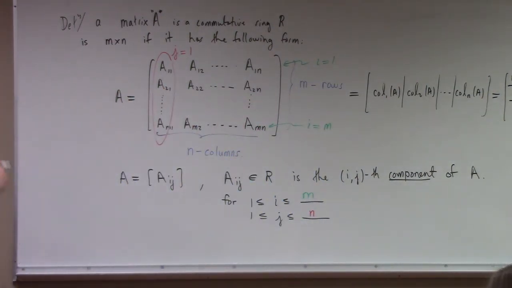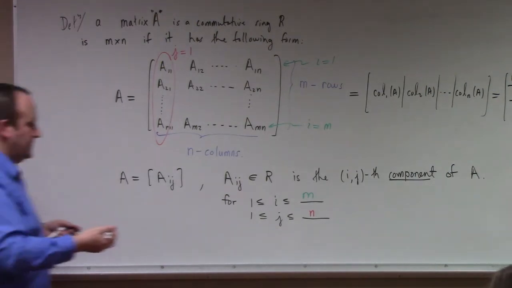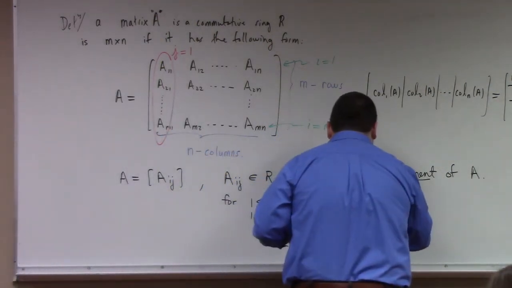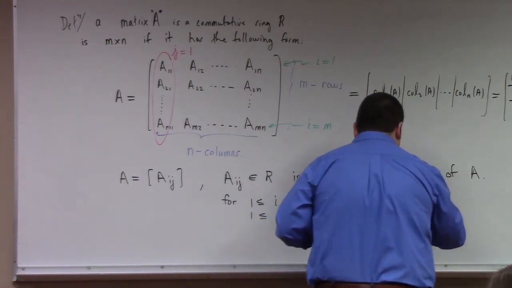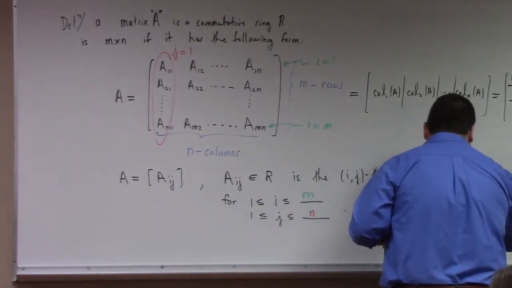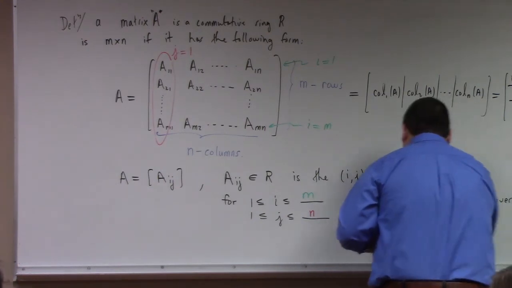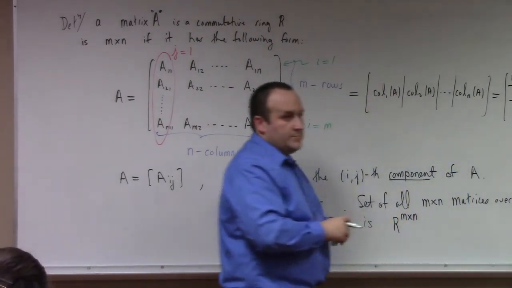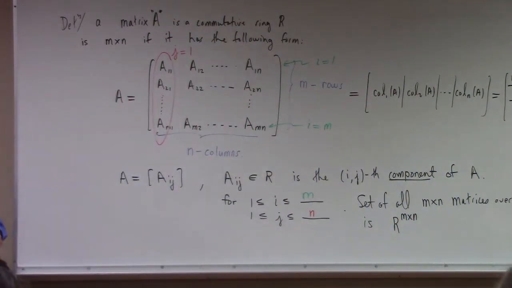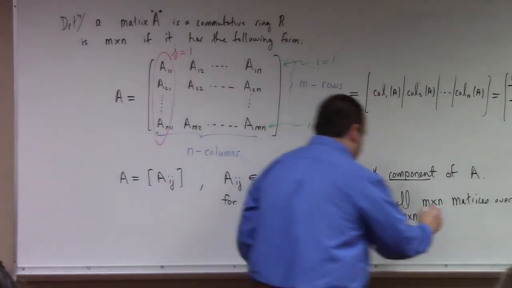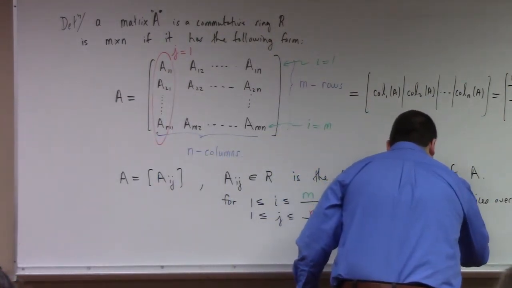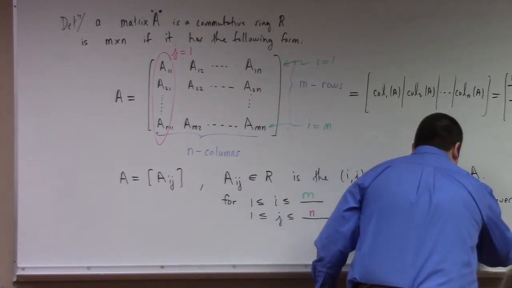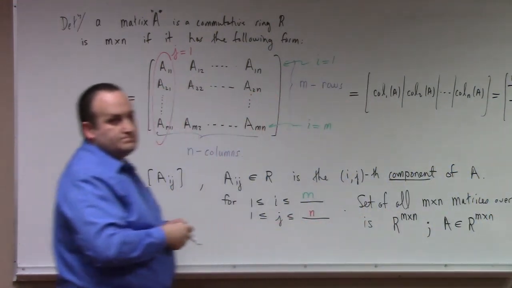And now, naturally, you also want a name for the set of all matrices over a commutative ring. The notation I use for this, the set of all m by n matrices over R, is what I call R^(m by n), right? So this is the set of m by n matrices. So in particular, I can say that A is an element of R^(m by n). Make sense?